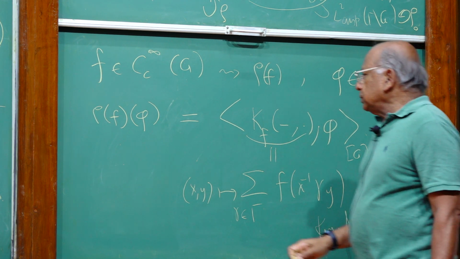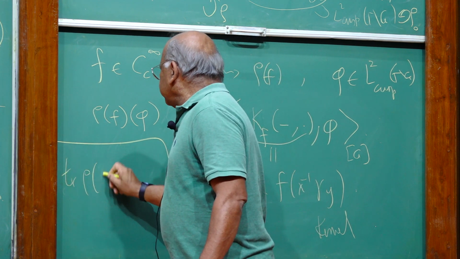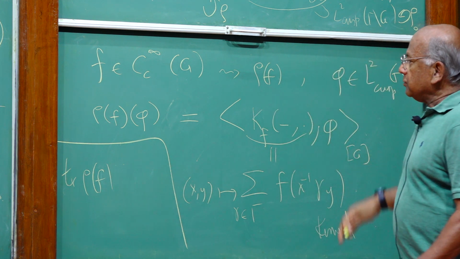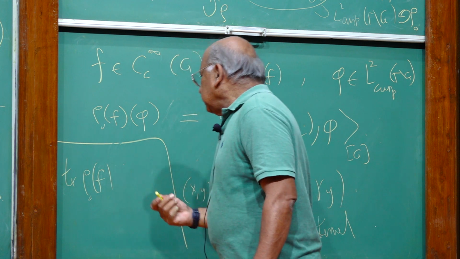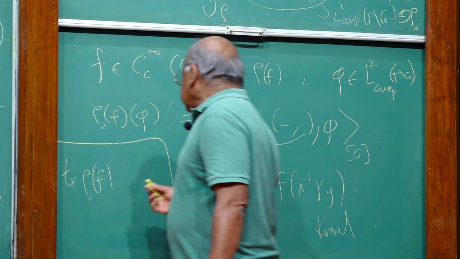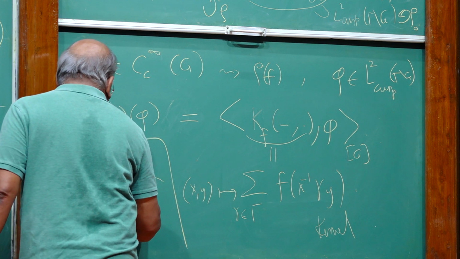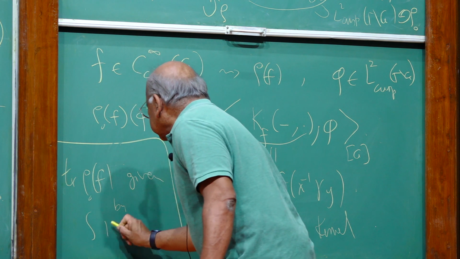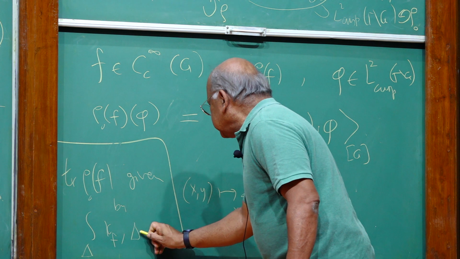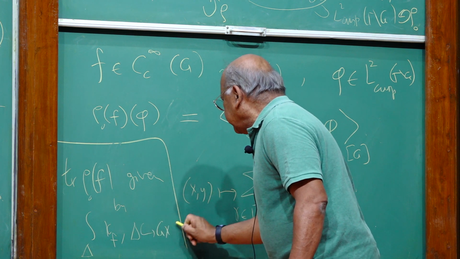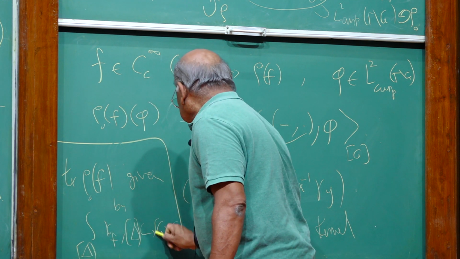And then it's well known, or maybe it should be well known, that the trace of rho f, which makes sense in the space of cusp forms, I should really write rho 0 to be precise, is given by the integral of the kernel function over the diagonal. The diagonal is really G embedded inside G cross G. Well, to be precise, I should put brackets everywhere.